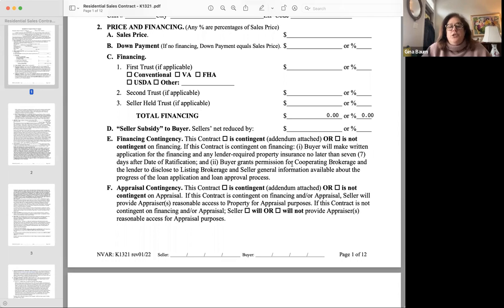Buyer grants permission for cooperating brokerage and the lender to disclose to the listing brokerage and seller general information available about the progress of the loan application and the loan approval process. So when I'm a listing agent, I always give a call to the lender and say, hey, are we good? Can you make this closing date?